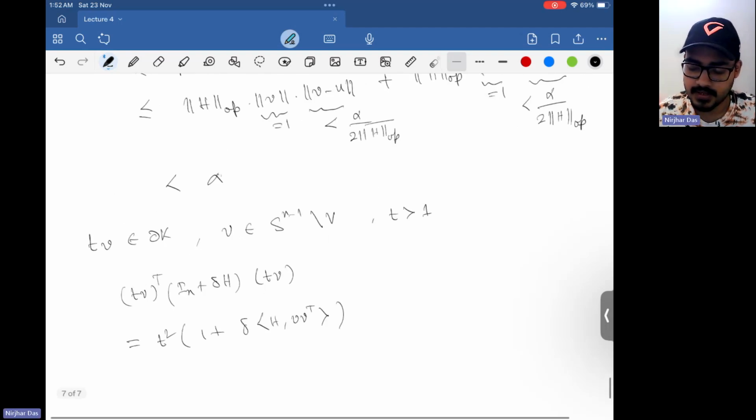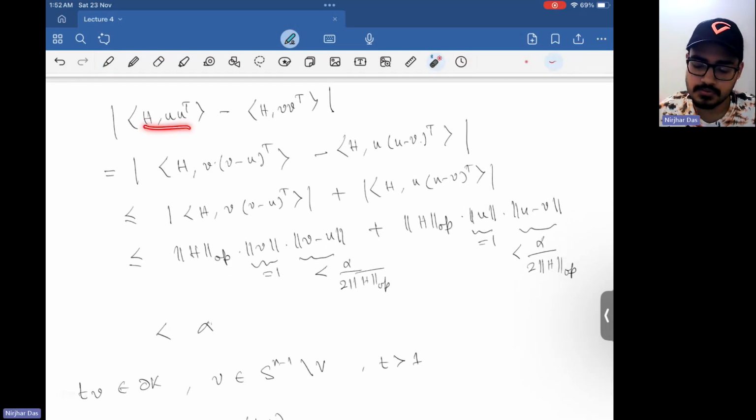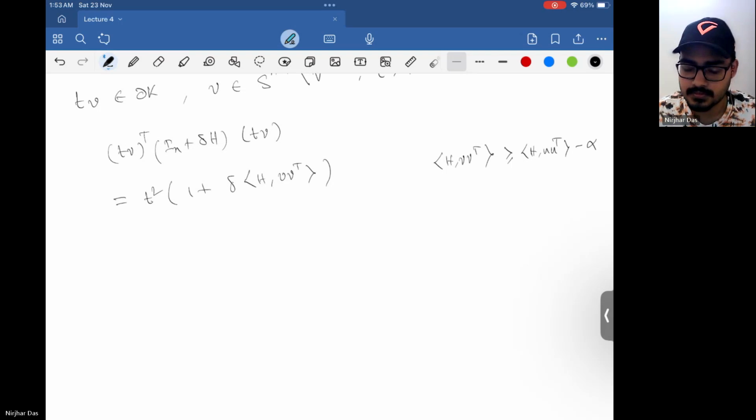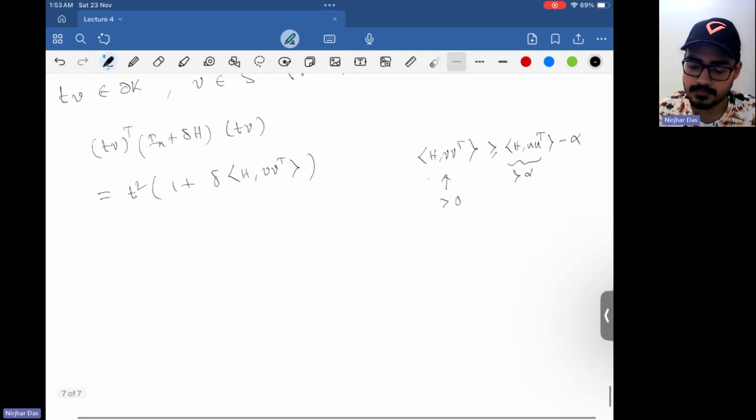And this, now we have a nice lower bound on this. So by the fact that HUU transpose and HVV transpose, these two quantities are separated by at most alpha, we have H of VV transpose is at least H of UU transpose minus alpha, right? And H of UU transpose again is strictly greater than alpha. So this quantity here is strictly greater than 0, right?